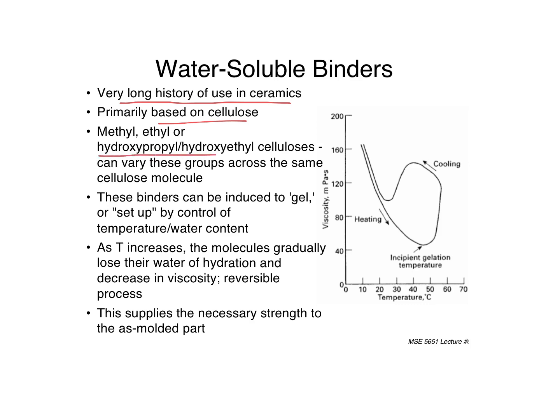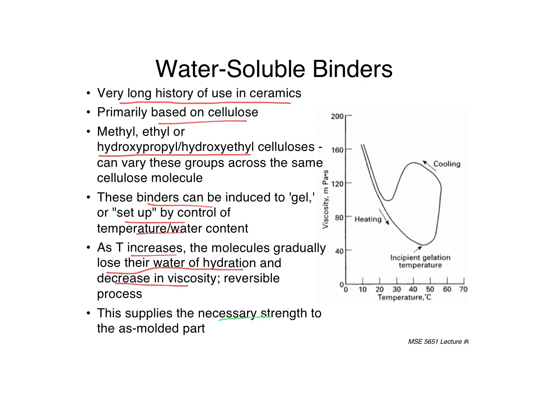So hydroxypropyl or hydroxyethyl cellulose, again, a naturally derived material that's cheap, and you're going to burn it up anyway. You can make these things gel by controlling the temperature. As temperature increases, molecules gradually lose their water of hydration and decrease in viscosity. So that means it's a reversible process.